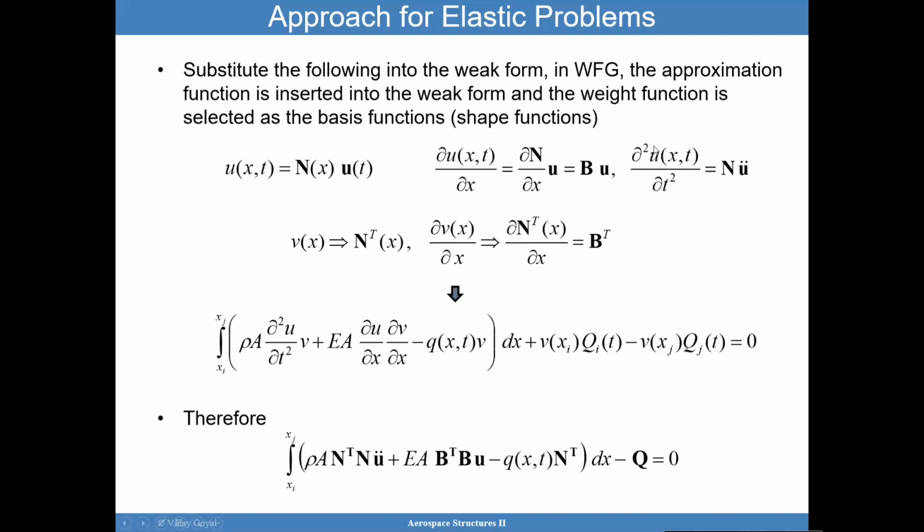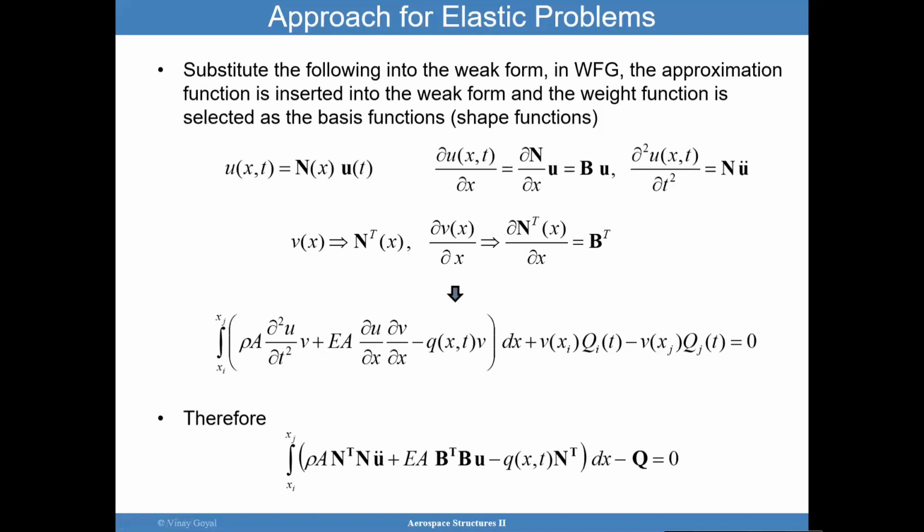You also have the second derivative of u with respect to time that needs to be calculated. N bold does not depend on time, so that's easy. That's only u double dot that goes there. And you're basically done. So you can substitute all this stuff and you get this here.